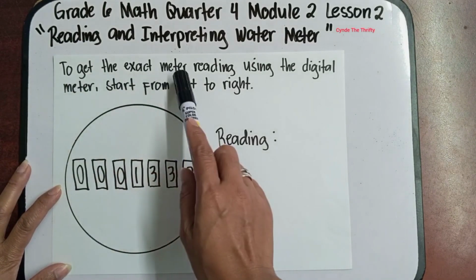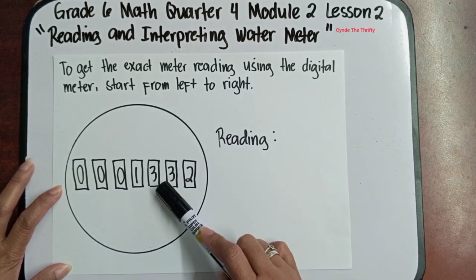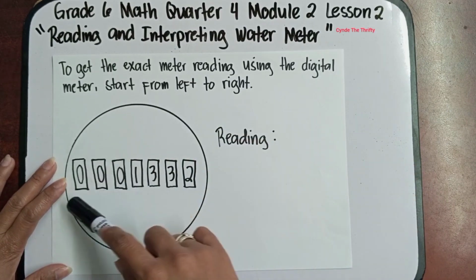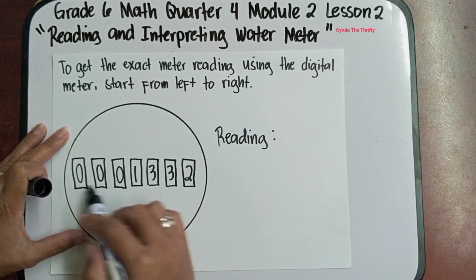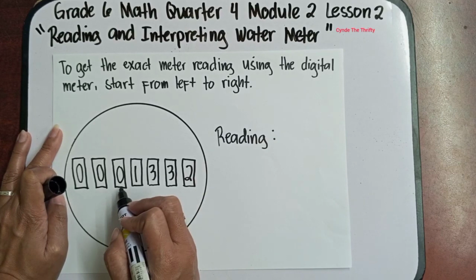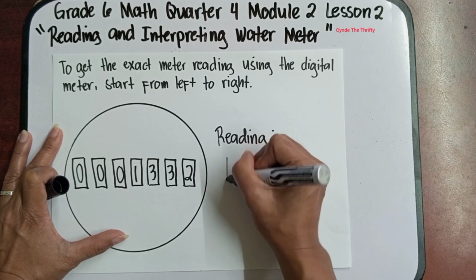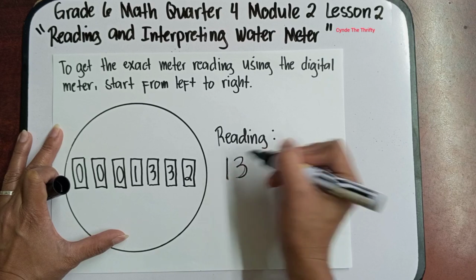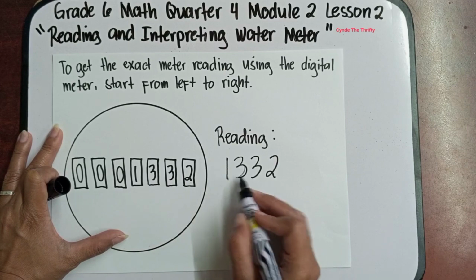Sa digital meter naman tayo, paano natin babasahin ang digital meter? To get the exact meter reading using the digital meter, start from left to right. So, kung yung analog meter natin nagsimula tayo sa right, papunta sa left, ngayon naman si digital is magsisimula tayo sa left, papunta sa right. So, meron tayong 7 dials. Kokopihin lang natin ang ating mga number. So, ang reading natin dito is merong 3 0. Ang isusulat natin is itong 1, pagkatapos 3, 3, 2. So, ang reading natin is 1, 3, 3, 2. Okay?